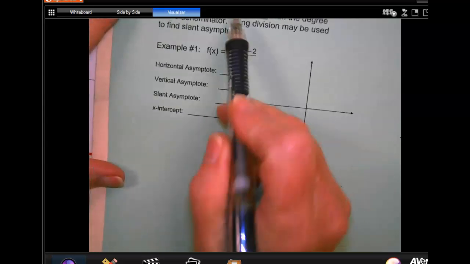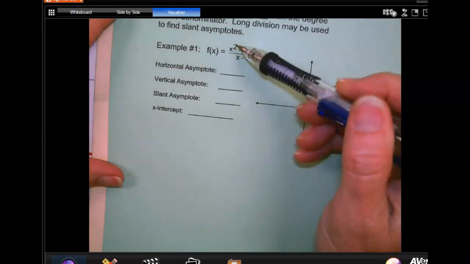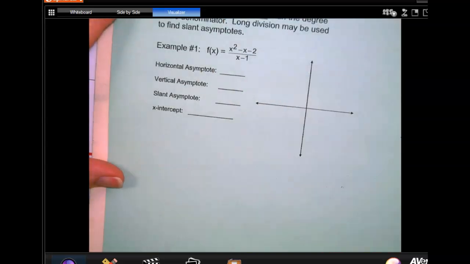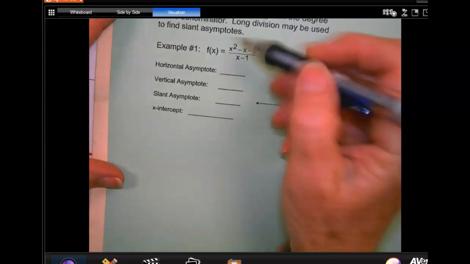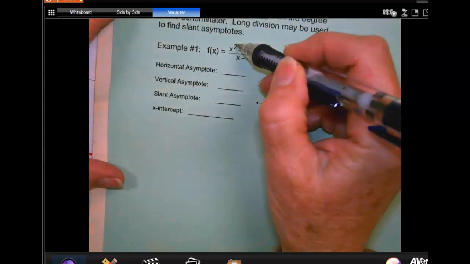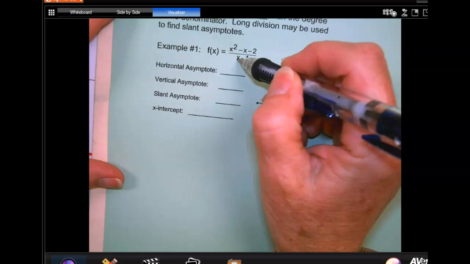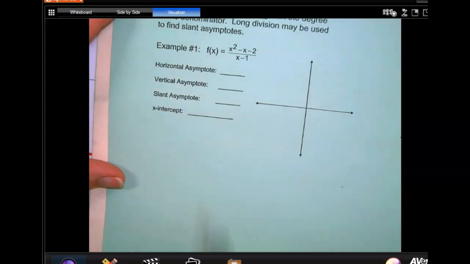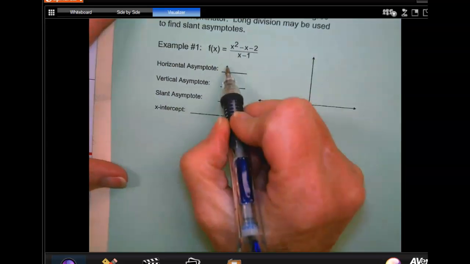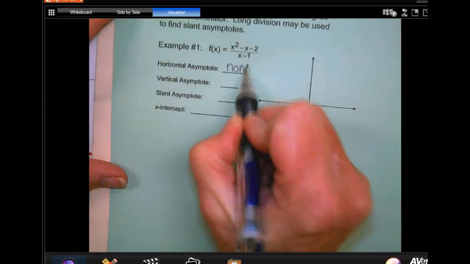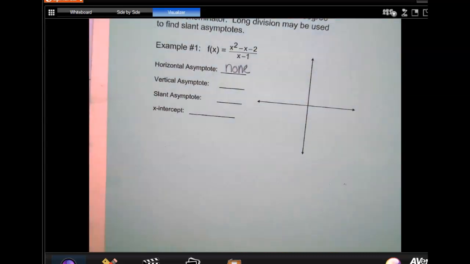So this happens when the top is exactly 1 bigger than the bottom. So what's the highest exponent on top and the highest exponent on bottom? That tells me that the horizontal asymptote is none, right? Because it's top heavy. But 1 bigger tells me there is a slant asymptote.